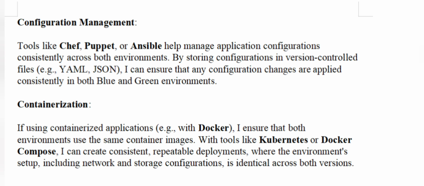The next point is containerization. If using containerized applications, for example with Docker, we can ensure that both the environments use the same container images. With tools like Kubernetes or Docker Compose, we can create consistent, repeatable deployments where the environment setup, including network and storage configurations, is identical across both the versions.